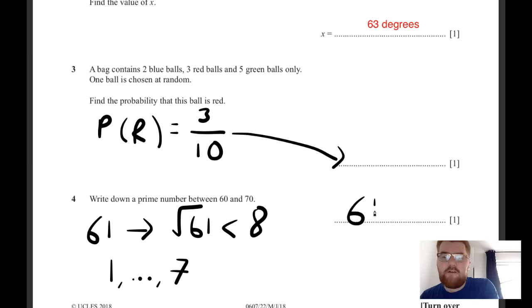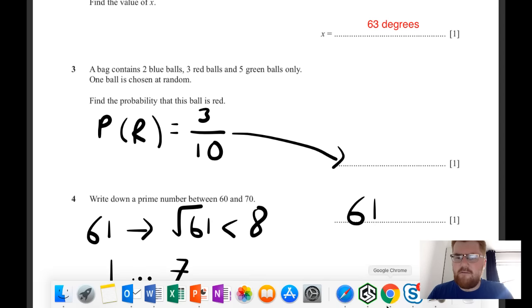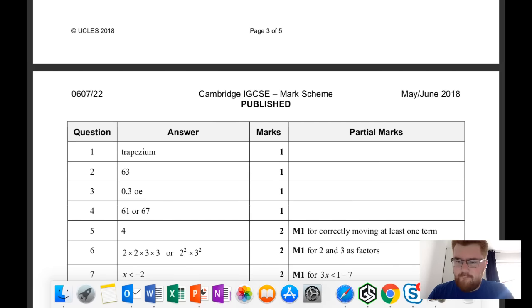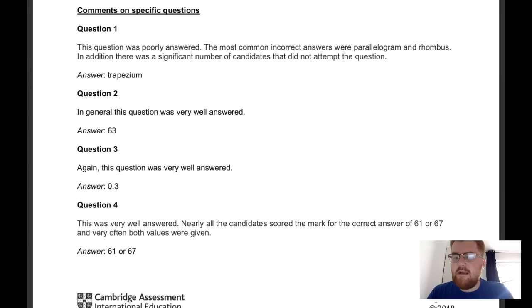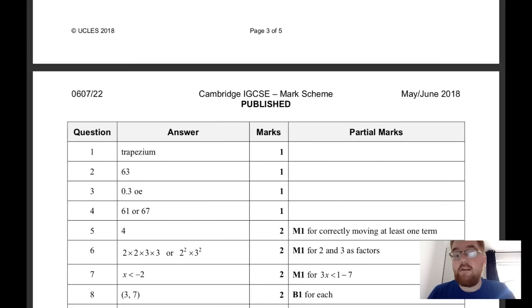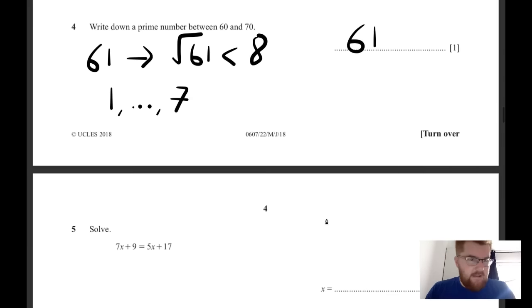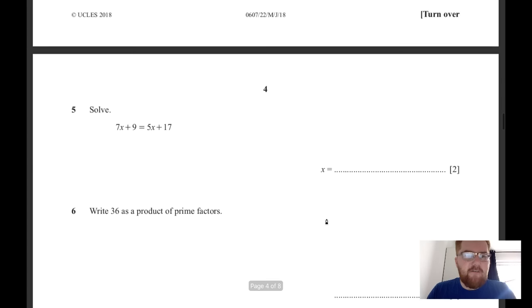It's not the only answer, 61. I think, if I remember rightly, there's a couple other answers. 67, I think, is acceptable as well. Yeah, you can see 67. You can do the same analysis on that as well. So, nice start to the paper. A lot of people got question 1 incorrect, so please do revise your 2D shapes. Let's move on. So question 5.